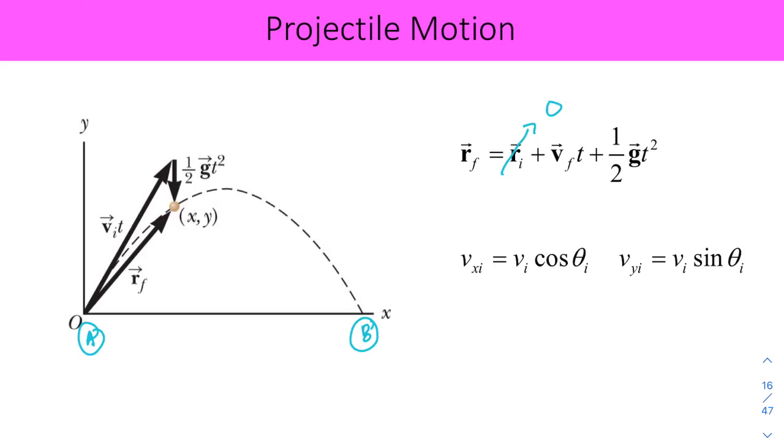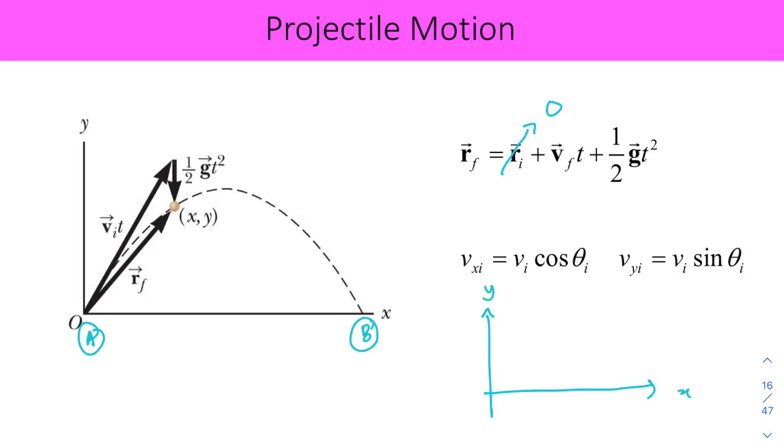Then at any instant, Vx initial is actually V initial cos theta initial. Vy initial is actually V initial sin theta initial. Where do we place this when you want to figure this out? Okay, why is it cos? Why is it sin? Okay, because let me redraw.